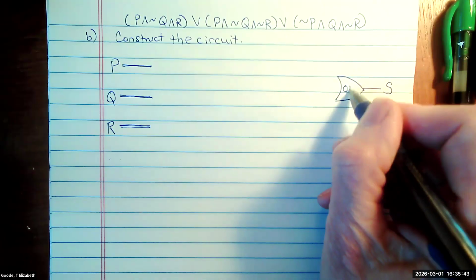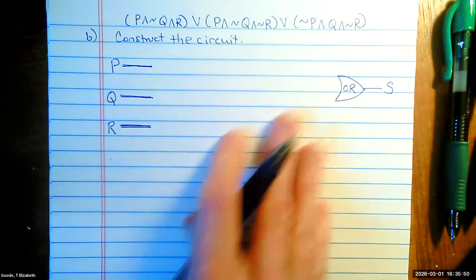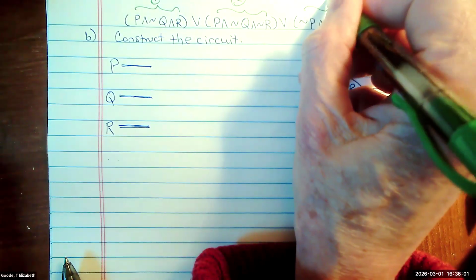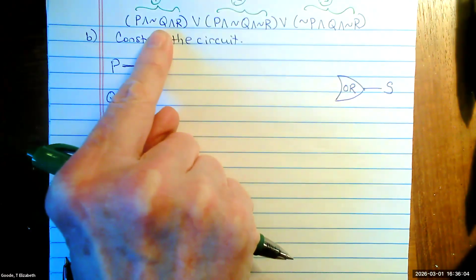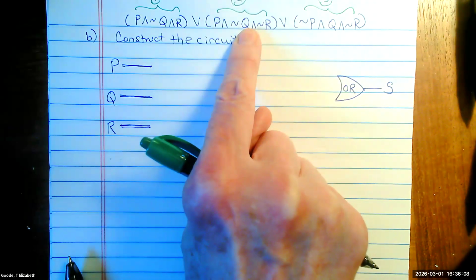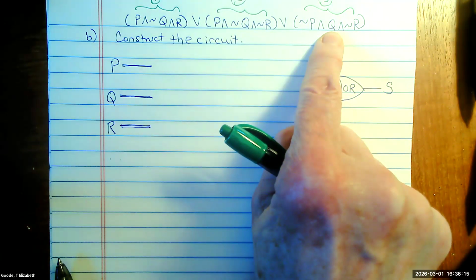And we always write the word OR inside our OR gate in case we can't draw it quite right. And now it's our job to build what's in between. I like to think of these expressions as being subcircuits. There's 3 of them, and we're going to have to build the 3 subcircuits. One of the subcircuits is going to be for P and not Q and R. Another subcircuit is going to be for P and not Q and not R. And of course, the third one will be for this.